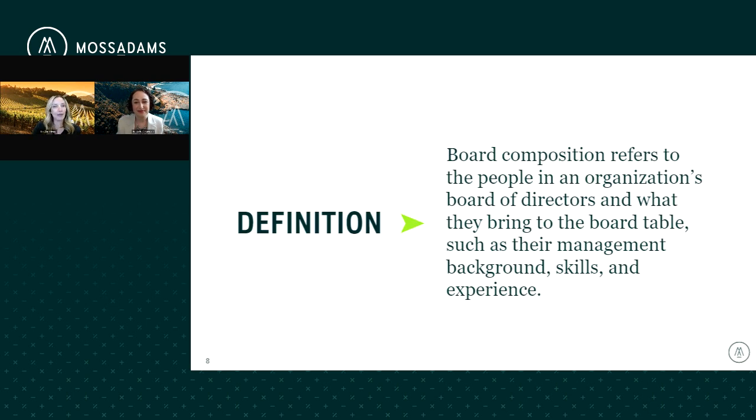For many of you, this might, like I said, be a refresher, but really at the baseline, when we talk about board composition, this is referring to the organization's board of directors and how they come together. So this is their background, their skills, their experience. This is how they come together as a group and what the board of directors team is made up of. So when we use that term board composition, this is really what we're referring to. And that's what we're going to talk a little bit about today.